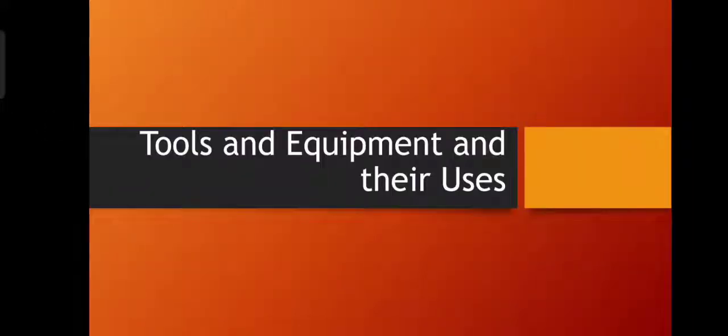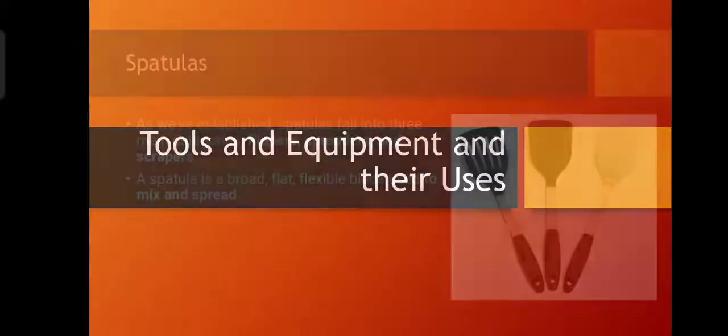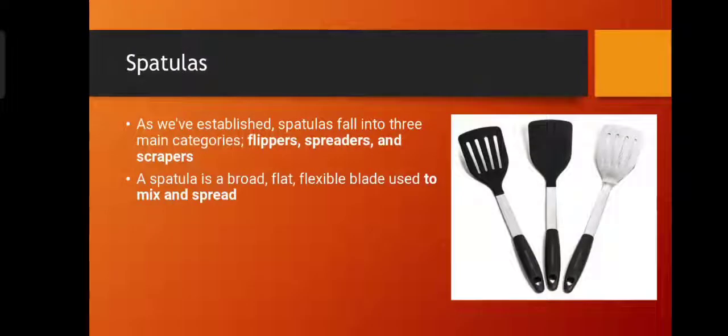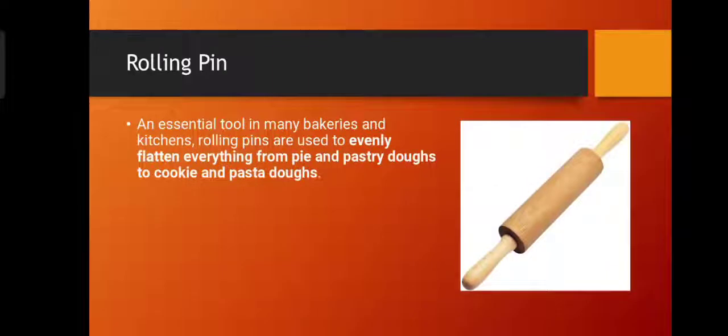And now, let's talk about some of the tools and equipment and their uses. First is spatulas. As we've established, spatulas fall into three main categories: flippers, spreaders, and scrapers. A spatula is a broad, flat, flexible blade used to mix and spread. Rolling pin, an essential tool in many bakeries and kitchens. Rolling pins are used to evenly flatten everything from pie and pastry dough to cookie and pasta dough.